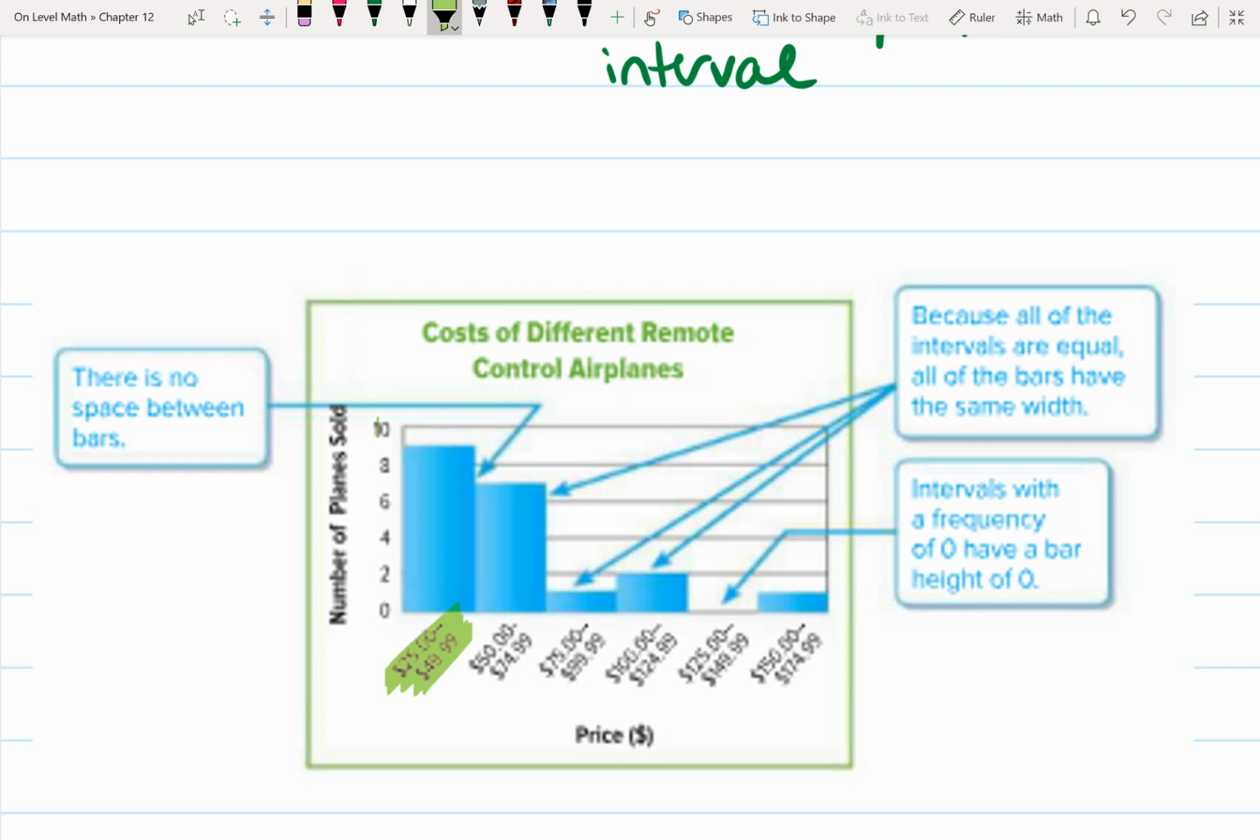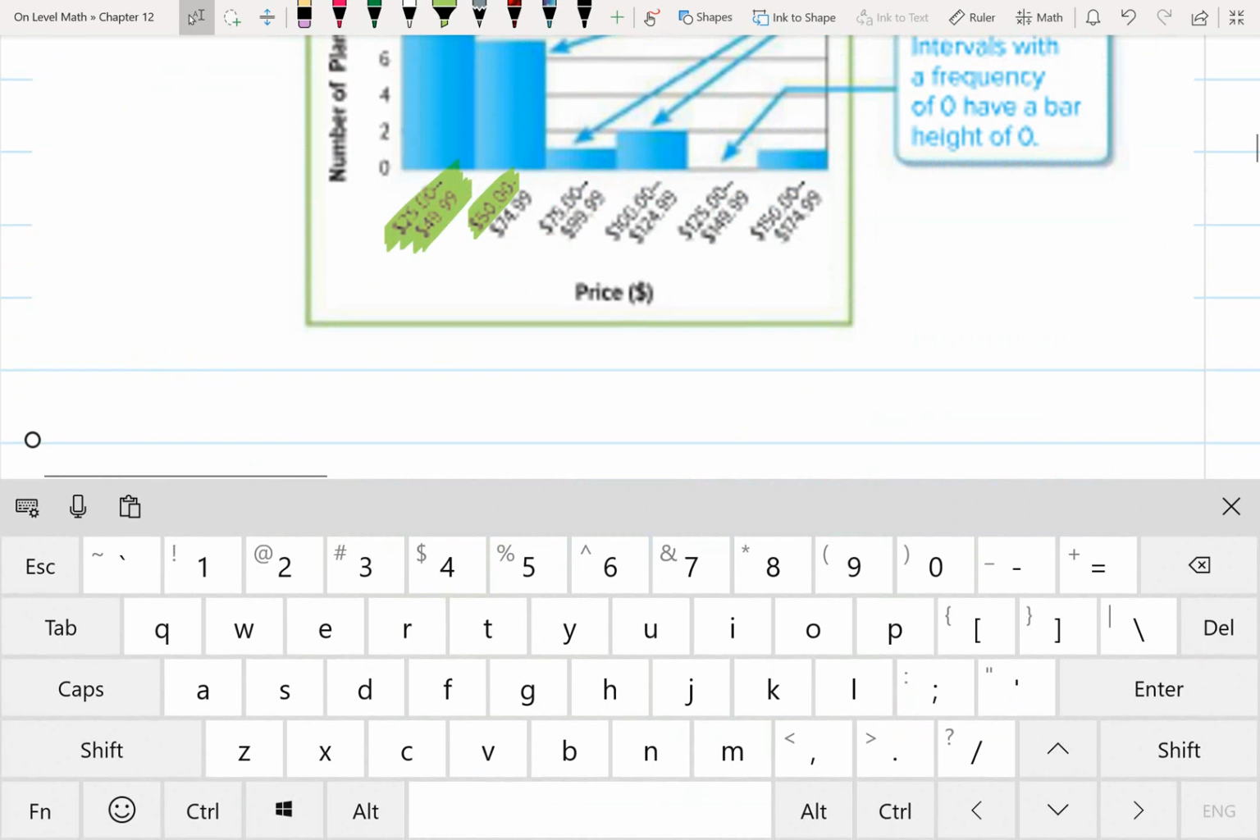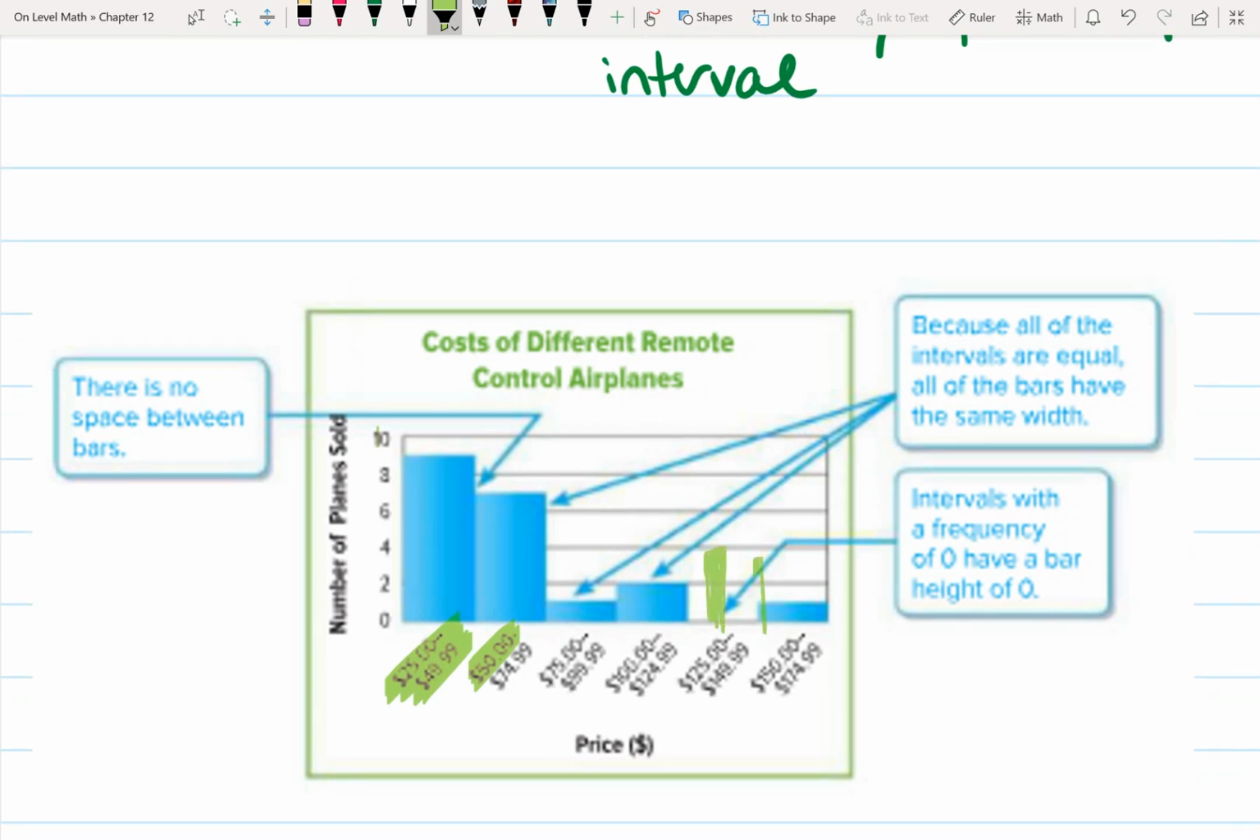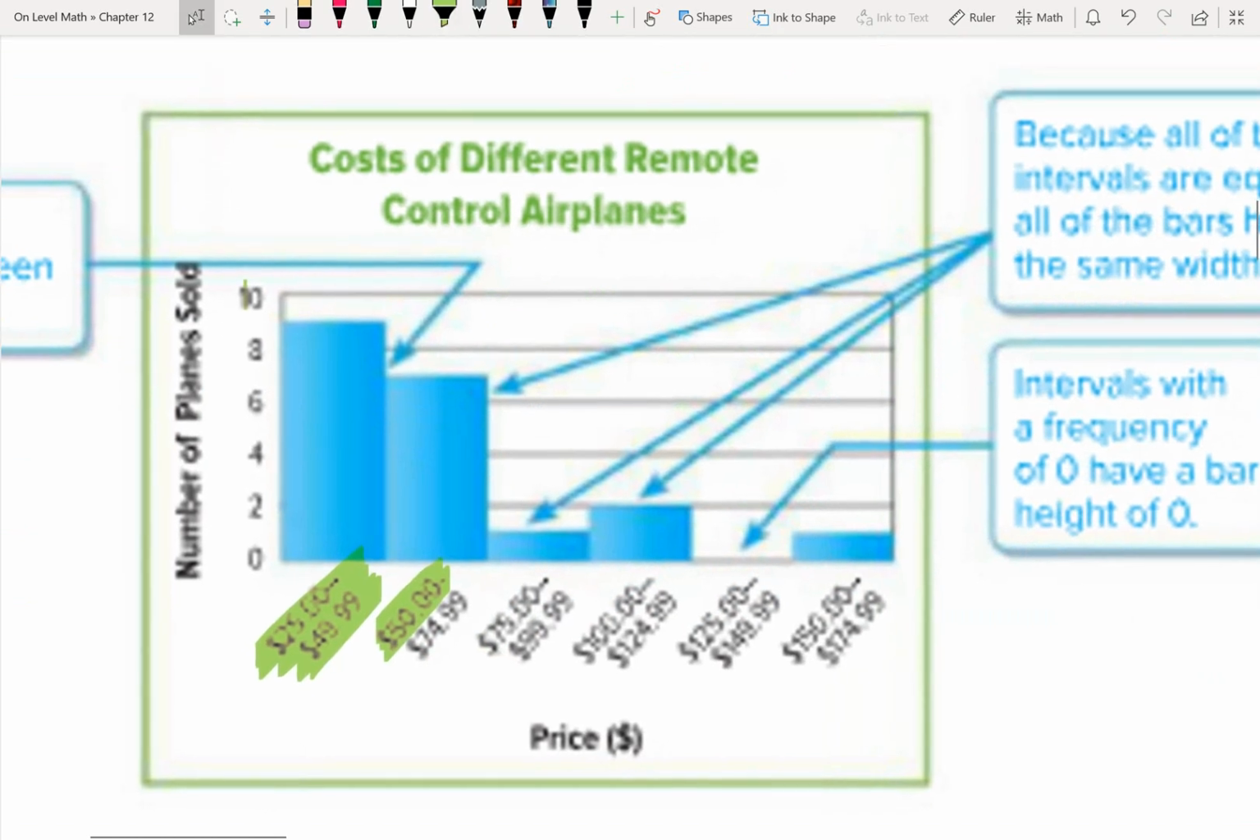Now the reason they're touching is because it goes to $49.99 and then automatically to $50, right? It's either to $49.99 or immediately to $50. There's no space in between. Because all of the intervals are equal, all of the bars have the same width. So we don't see a bar this big, and then a bar this big. They all follow the same interval.